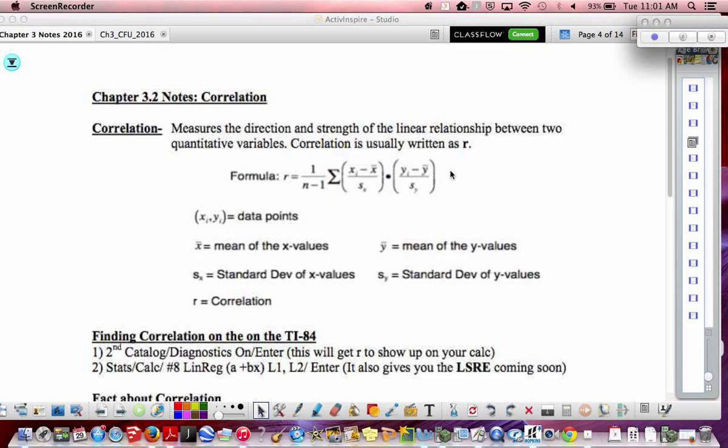Okay. Ladies, if you just want to go ahead and take out your chapter 3, we're just going to start with the notes here in just a second.